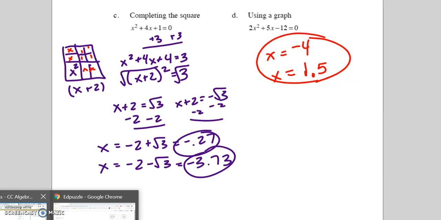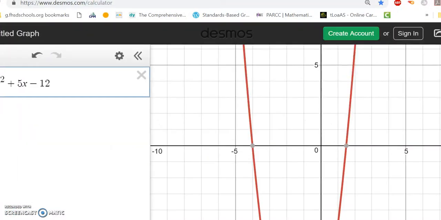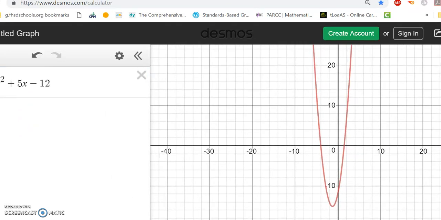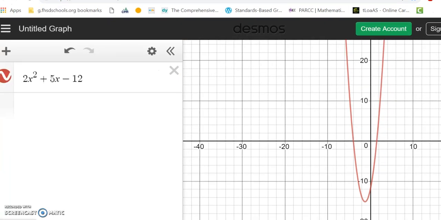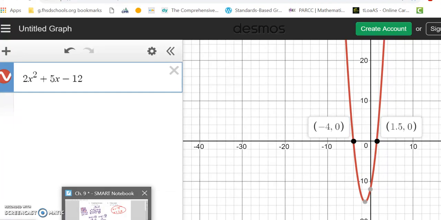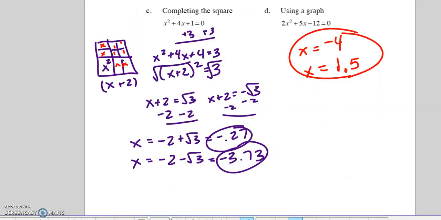For D, you're going to use a graph. I used Desmos, so here was my graph on Desmos. Let me just move this over a little bit so you can see. Okay, so I graphed it in here, and then I looked at the intercepts. So we had an intercept at -4 and an intercept at 1.5. So using a graph to come up with those solutions.